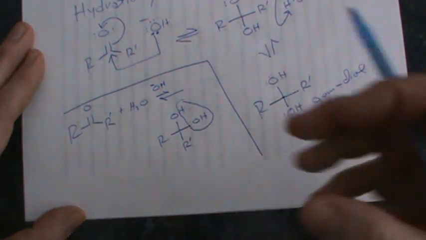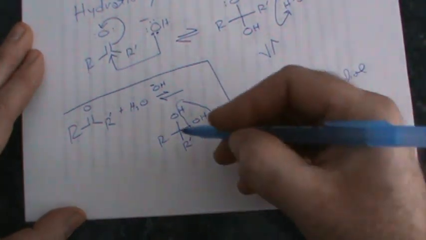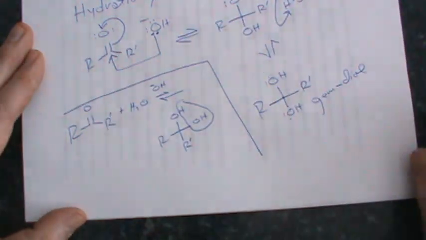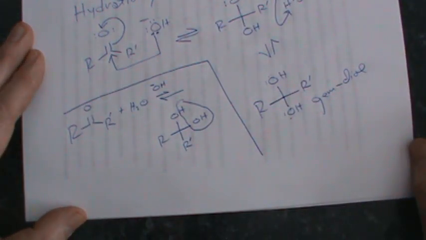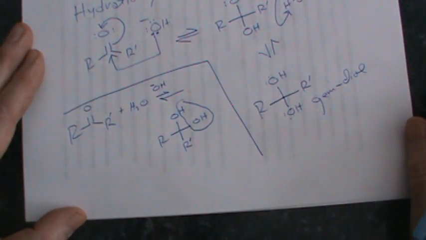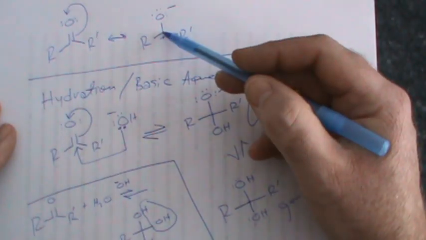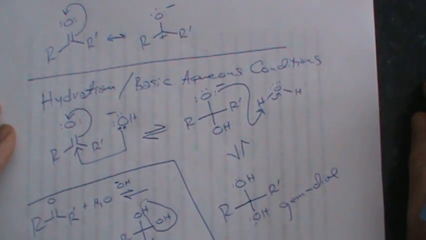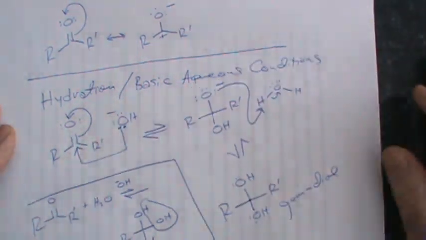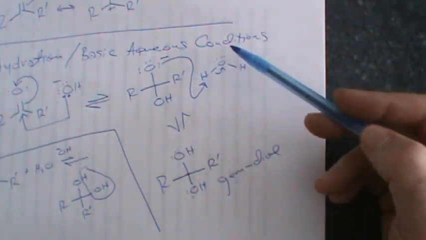So the problem is if I tried to isolate, if I tried to pull this gem diol out of solution, the equilibrium would simply reestablish itself. We'd spit out some water and produce aldehyde or ketone. It's a no-win proposition. You're not going to be able to isolate this gem diol very easily. So for that reason, it's not a synthetically useful reaction. But what we learned about aldehydes and ketones, and in particular that there's an electrophilic carbon at that carbonyl carbon, is very important because it tells us where the nucleophiles will attack. So that's hydration under basic aqueous conditions.